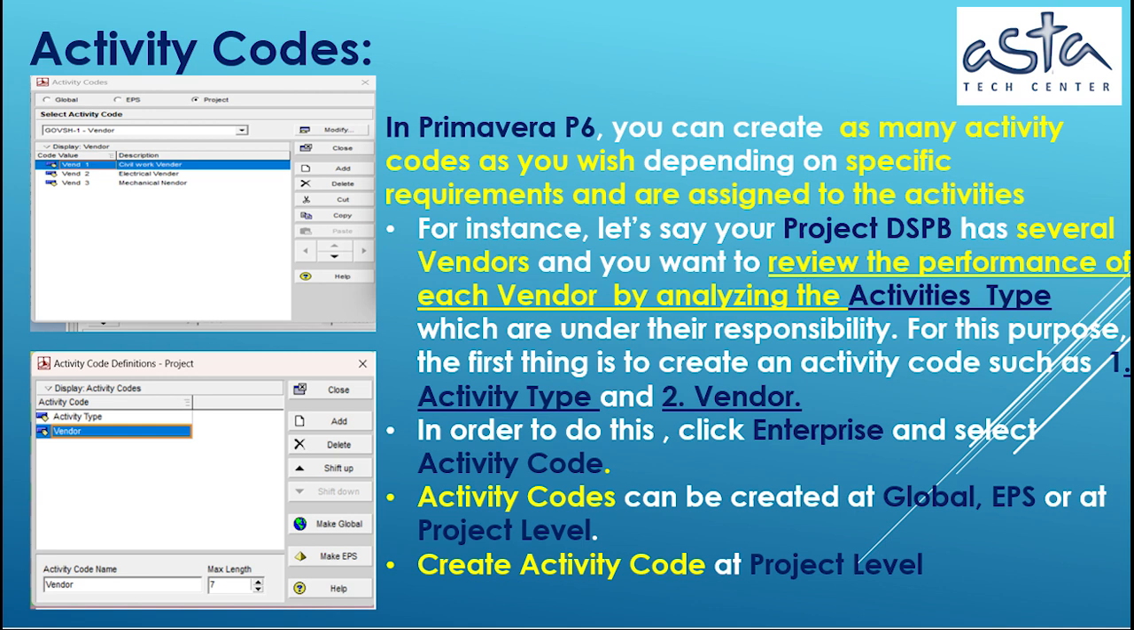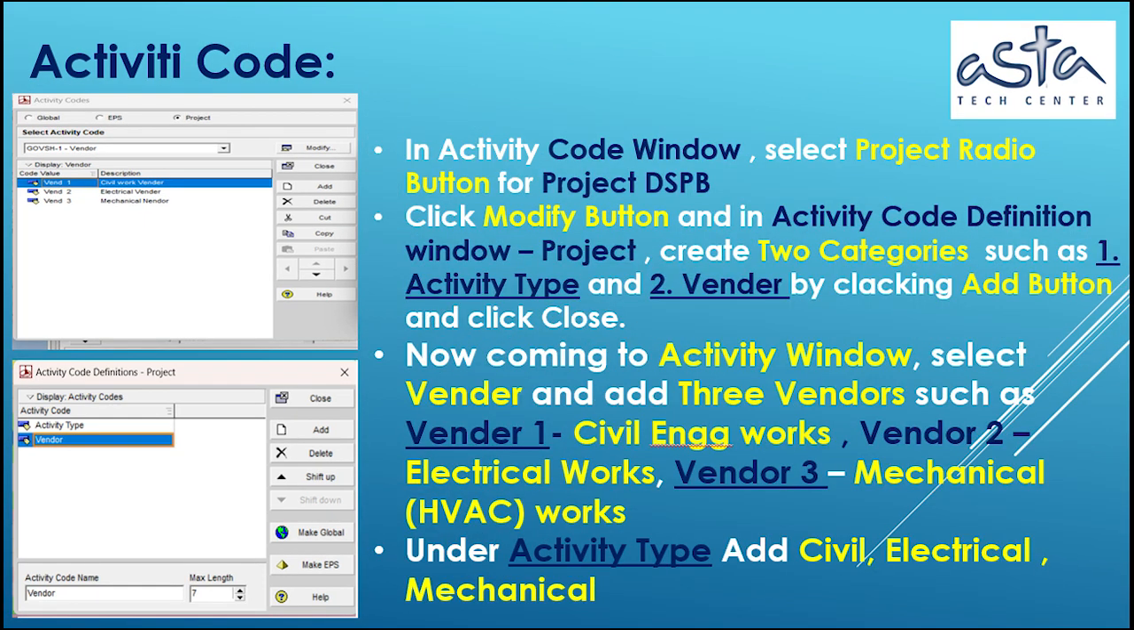In order to do this, click the Enterprise menu and select Activity Code. Activity codes can be created at global, EPS, or project level as said earlier. Create the activity code at project level. Select the Project radio button for the school project, DSPB. Click the Modify button, and in the Activity Code Definition window for the project, create 2 categories, such as 1. Activity type and 2. Vendor. Click the Add button and then click Close.